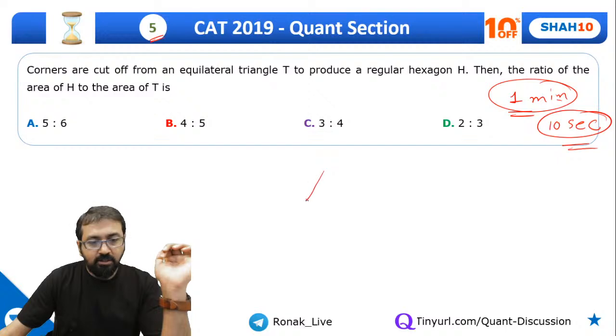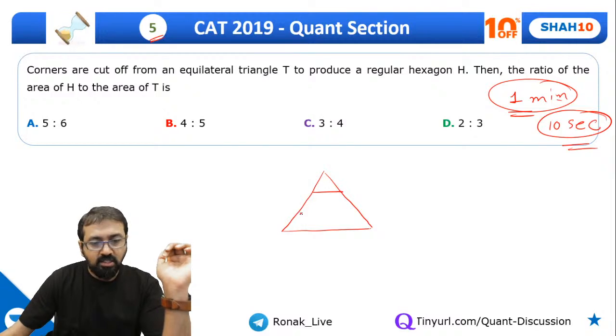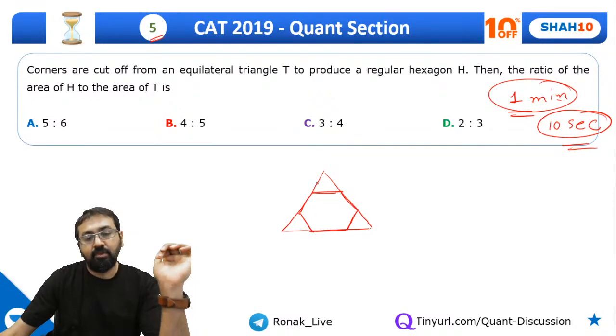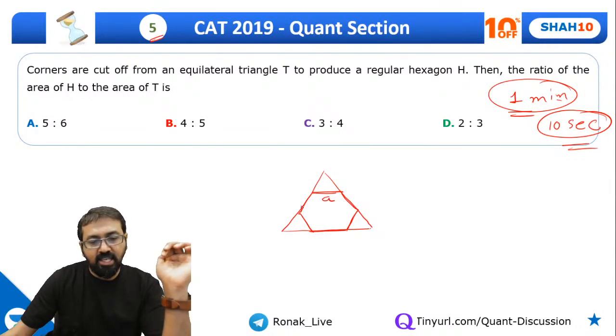That is an equilateral triangle and the corners have been cut like this. So you must have put a cut over here and another cut over here. So this is a regular hexagon. That means all of the sides are same. So this is A, and so on and so forth.